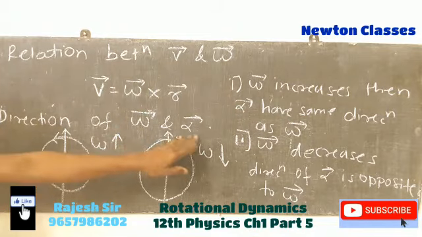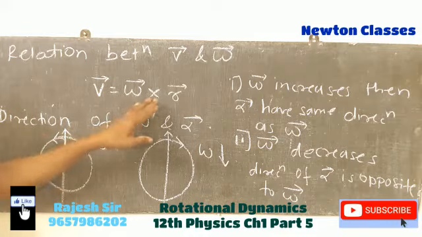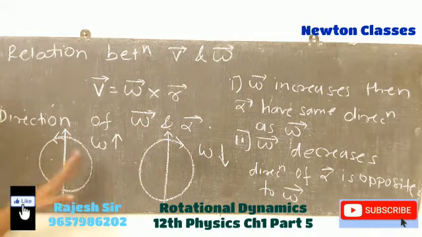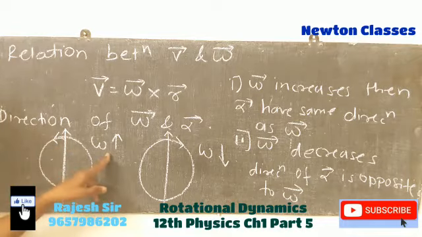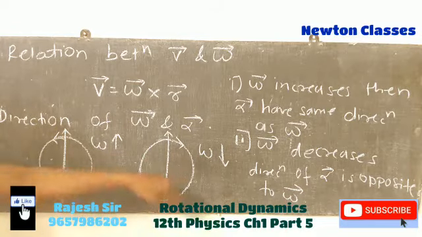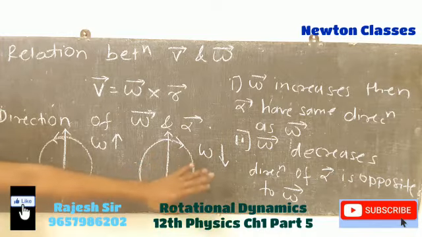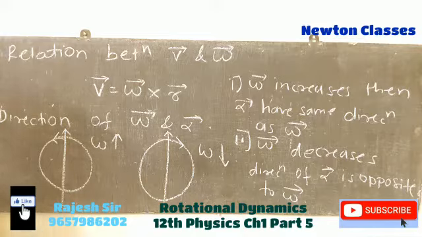So this is about the relation between v bar and omega bar and the direction of omega bar and alpha bar. This relation can be read as v bar is equal to omega bar cross r bar, and the direction of omega bar is given by the right hand rule. When a particle performs circular motion in anti-clockwise direction, then the direction of the angular velocity is upward, and when a particle performs circular motion in clockwise manner, then the direction of the angular velocity is downward.